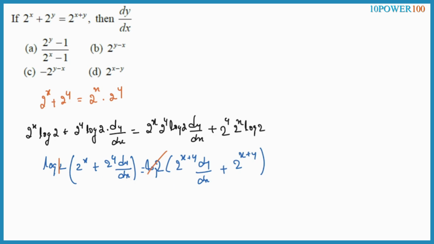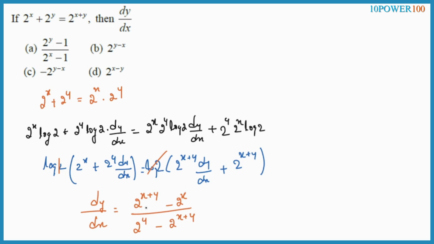Now if you solve for dy by dx, I'll write directly. So dy by dx is equal to (2 power x plus y minus 2 power x) whole divided by (2 power y minus 2 power x plus y). I have written some steps directly, without writing those steps out, so please be very careful while doing that.